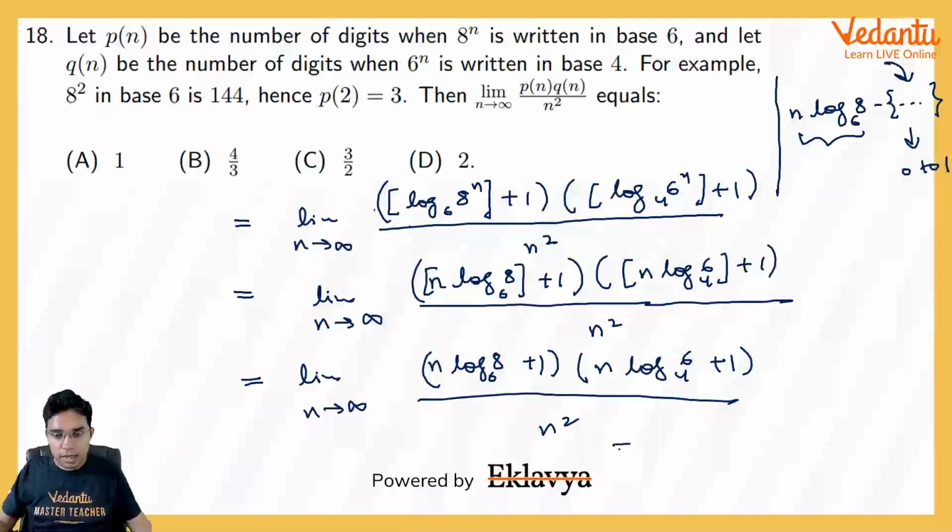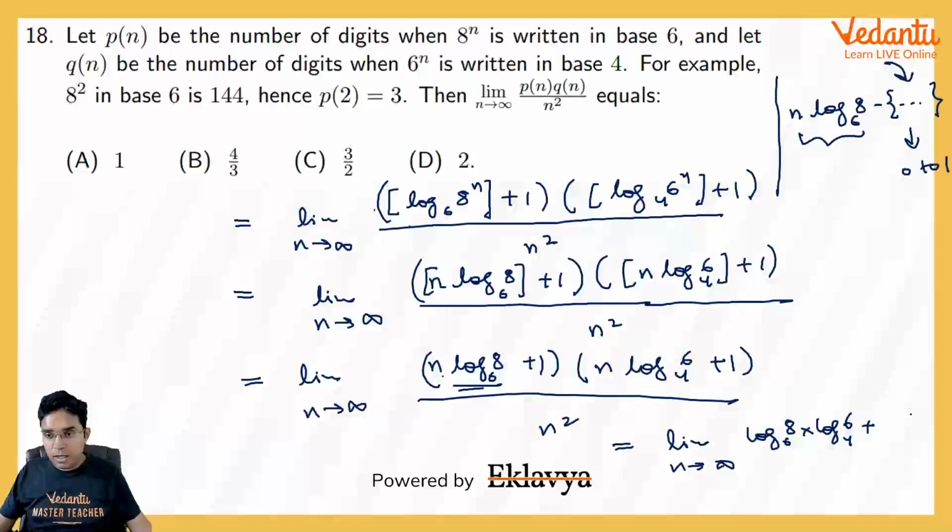Okay, so here I can write this as limit n approaches infinity. If I multiply these two terms first, I will get log 8 base 6 into log 6 base 4, plus, if I multiply the n term with this one or this n term with this one, we will be getting log 8 base 6 plus log 6 base 4 upon n, and plus 1 upon n square. Because n is approaching infinity and these numbers are finite, these terms will be 0.